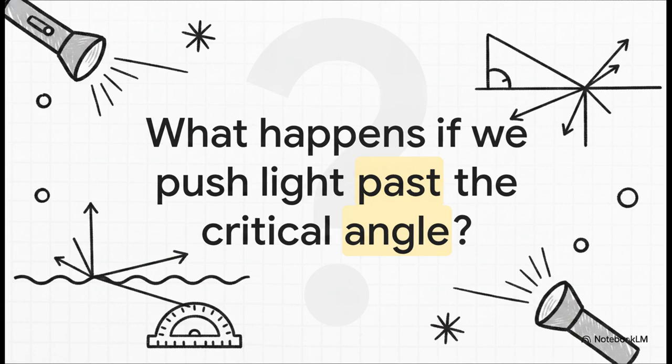Let's say you're in glass, and the critical angle is 42 degrees, but you tilt your flashlight even further. You go to 45 degrees. What occurs when light hits the boundary steeper than the critical angle? It simply cannot bend past 90 degrees and still be considered refracting out of the material. It has literally run out of room. So what does the light do?